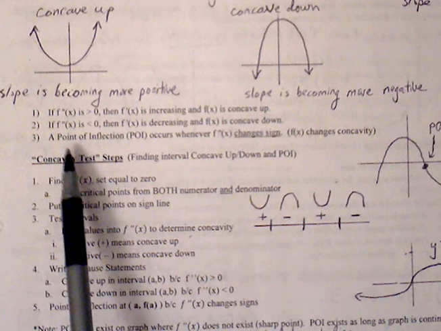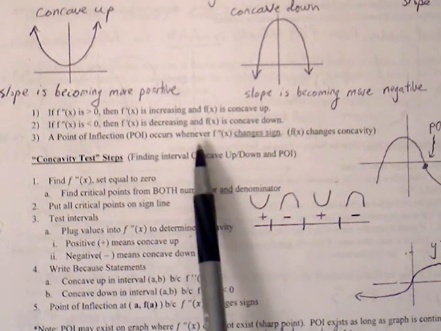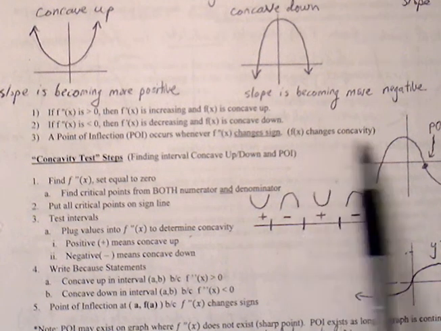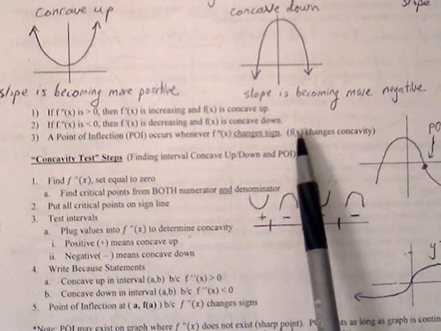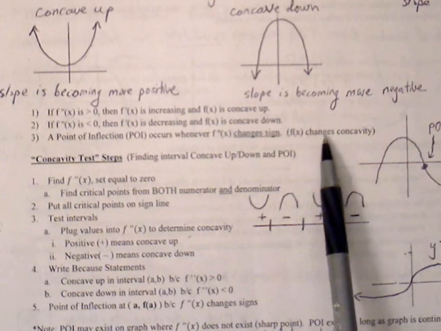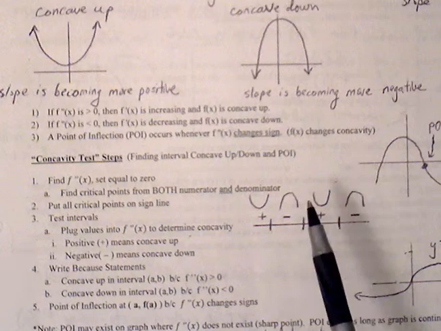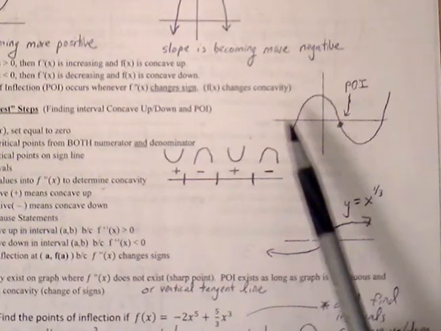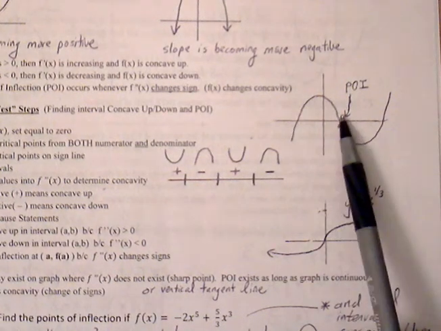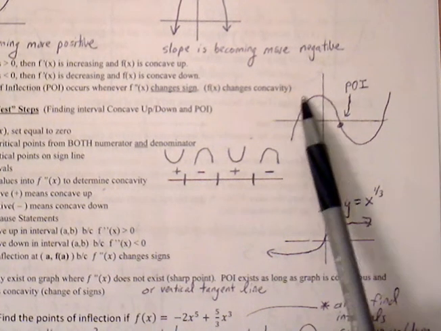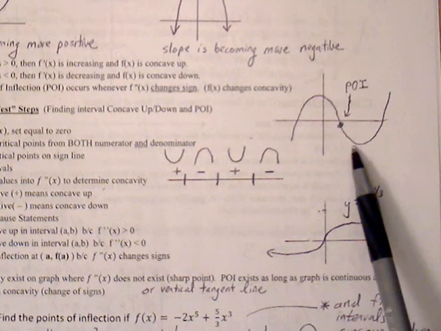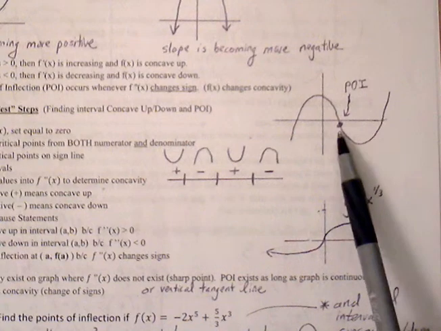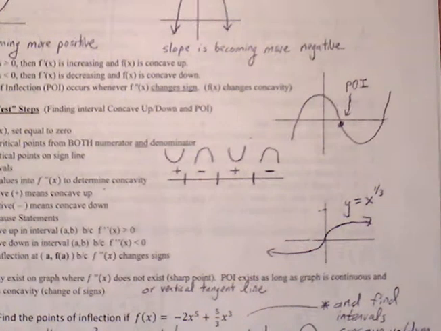A point of inflection, POI, occurs whenever f double prime changes signs. So this is where our function changes concavity. So that connection point between where the slope changes from concave up to concave down, or vice versa, from concave down to concave up. An example of this would be this graph here. This portion of the graph represents a parabola that opens down, so this is concave down. And then this portion of the graph is concave up, so that point where that interchange occurs is called the point of inflection.